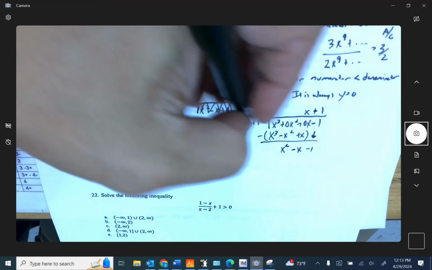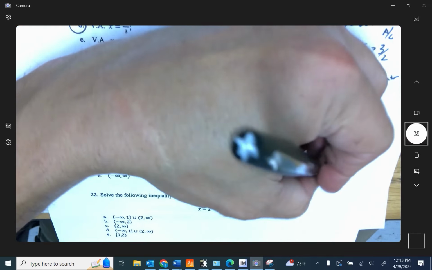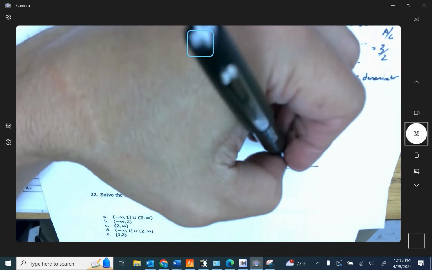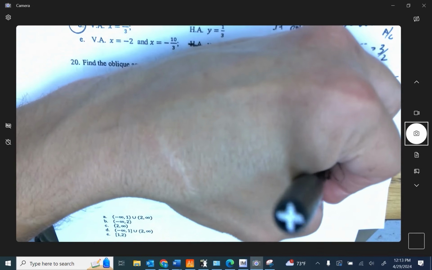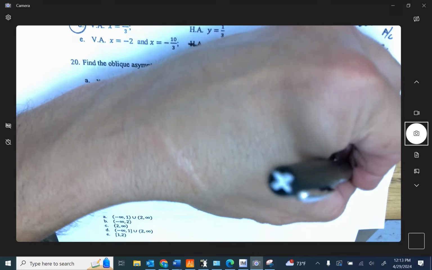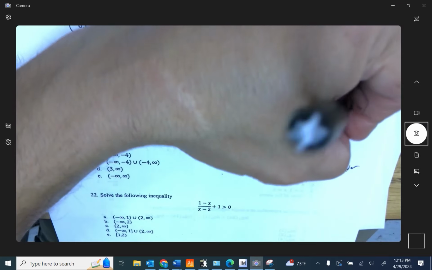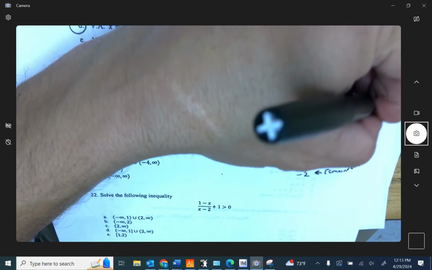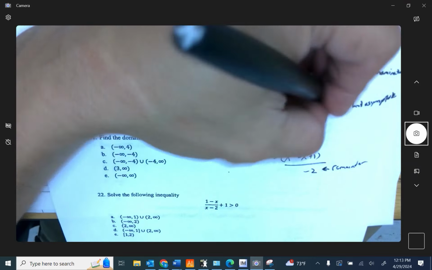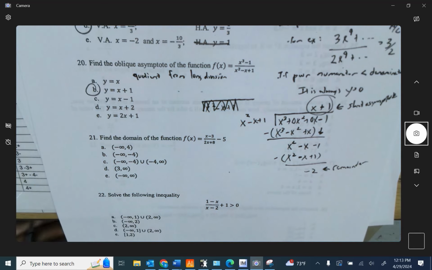Anyways, it's gonna take a 1 for that x squared, because I need another x squared. 1 times x squared is x squared minus an x plus a 1. And again, we wrap before we subtract. And 0, 0, -2, which is a remainder. If they were smart, they would put that there. But this is your slant asymptote: x plus 1. Choice B.